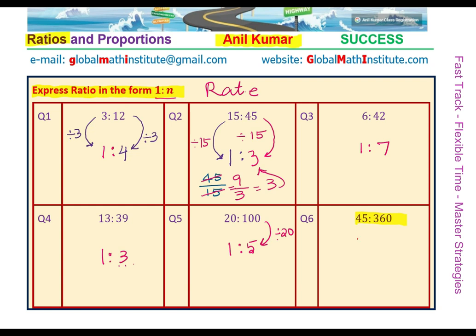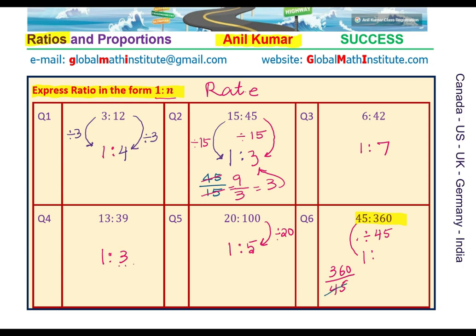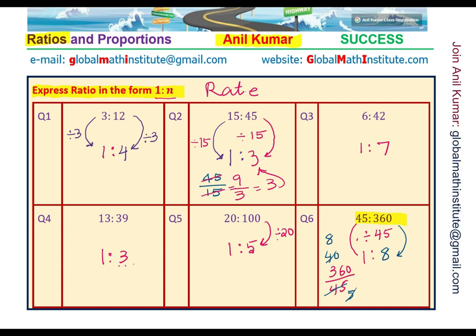45 to 360. In this case, we are dividing each term by 45, correct? So you get 1 for sure here. And how do you do 360 by 45? Now, once again, big numbers, so let's do it in steps. Dividing by 9, for example, 9 times 5 is 45, and 9 times 4 is 36, and then a 0. And now it's simple. We know 5 times 8 is 40, and so we get 1 is to 8. You can see there, we have done the division part, and we got 1 is to 8.